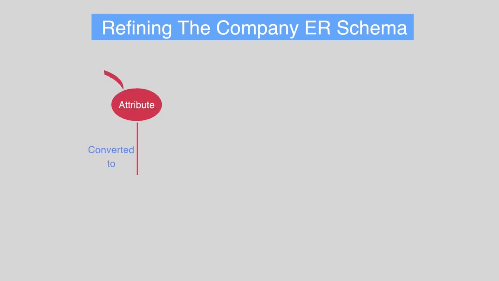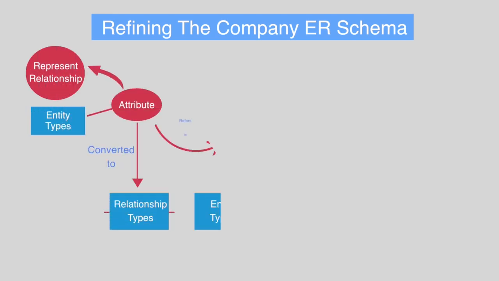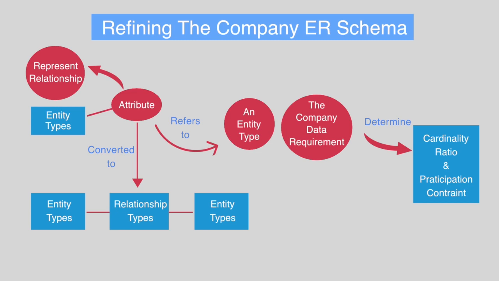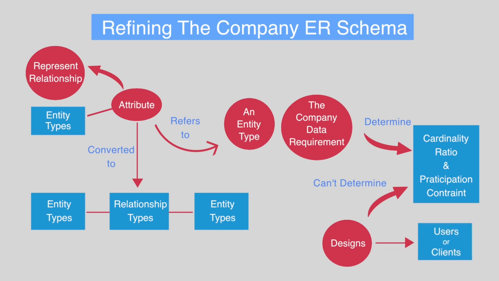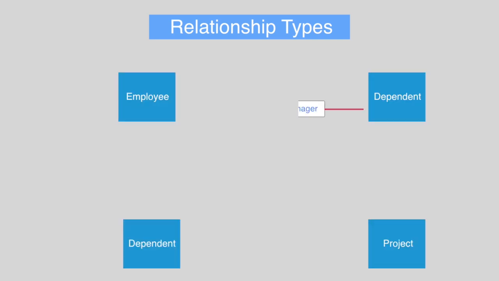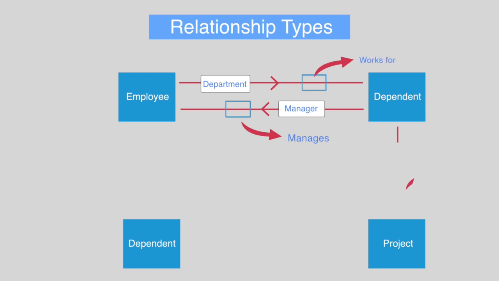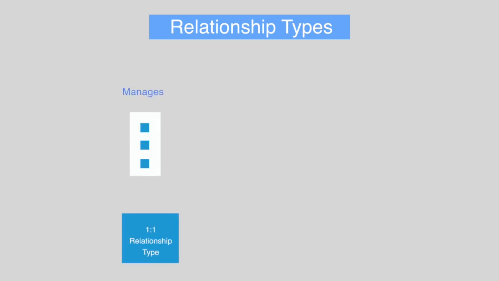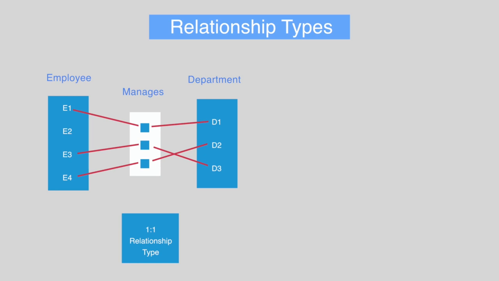Here, we convert the attributes that represent relationships into relationship types. From the requirements listed, we can determine the cardinality ratio and participation constraint of each relationship type. If we cannot determine the constraints, the users or clients must be questioned again. From the company database we have discussed, the relationship types that we can determine are manages, works for, controls, supervise, works on, and dependence of.